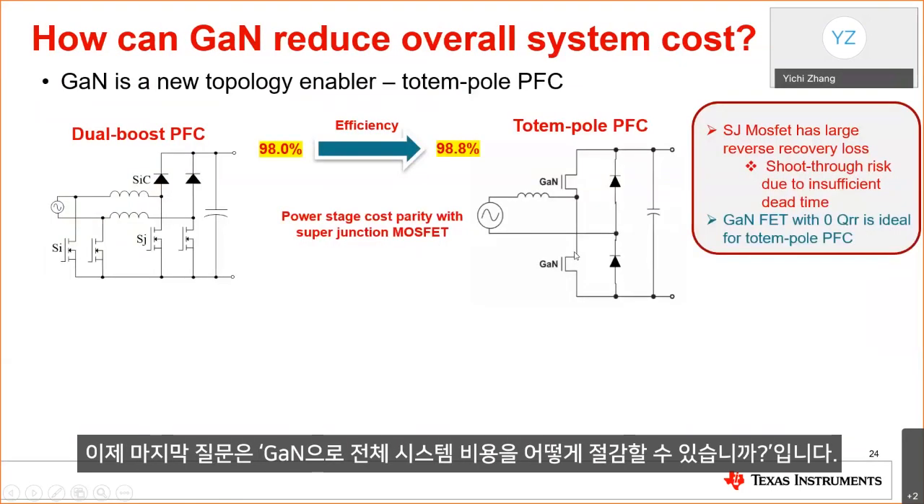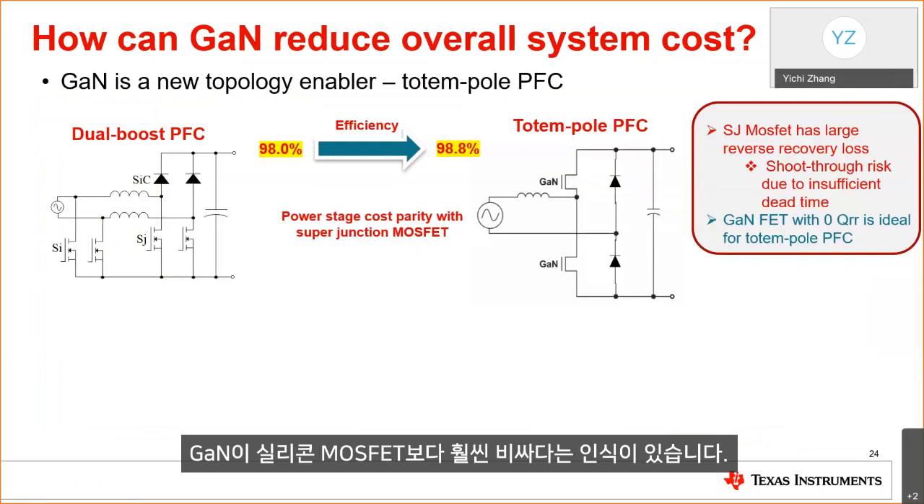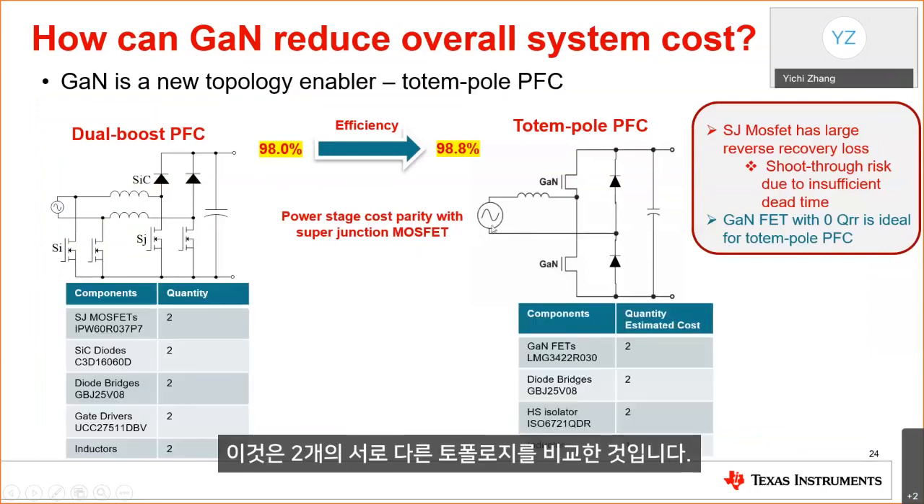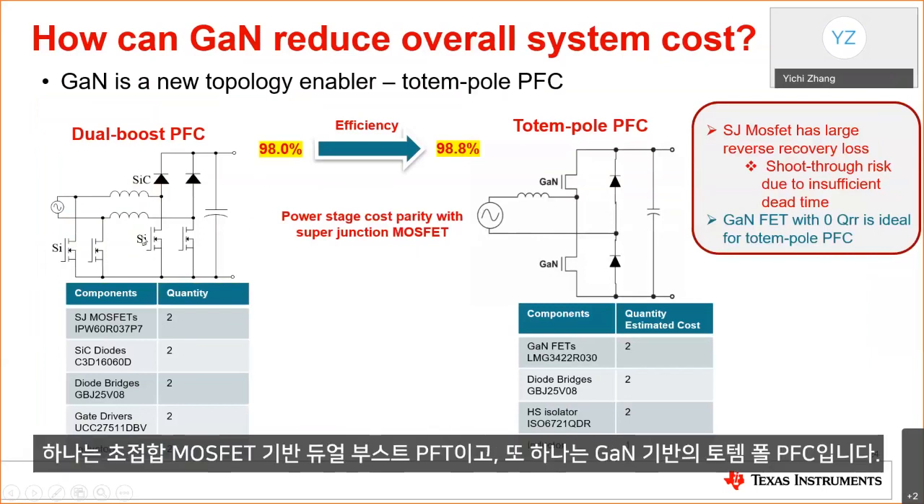Now, the last question I will be going over is how can GaN reduce the overall system cost? So there's a perception that GaN is much more expensive than the silicon MOSFET. How much more expensive will it be when I implement GaN in my solution? So this is a comparison of two different topologies. One is super junction MOSFET-based dual boost PFC, and one is GaN-based totem pole PFC.